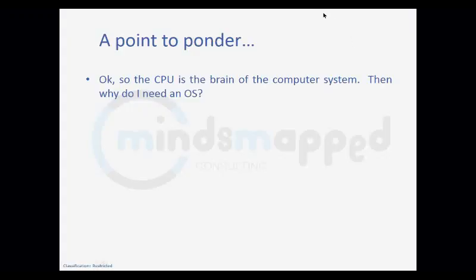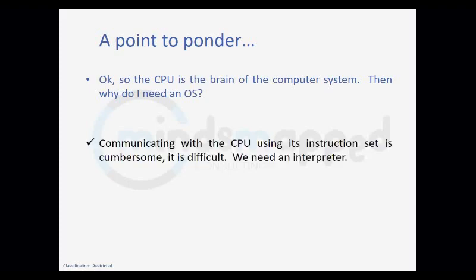So if we look at it, we already have a CPU, right? We already have a CPU, which is actually the brain of the computer system. Then why do you need an operating system? The basic answer to that question is that you need to be able to talk to the CPU in order to tell it what kind of program you want to run on top of it. You need to feed the CPU with certain instructions.